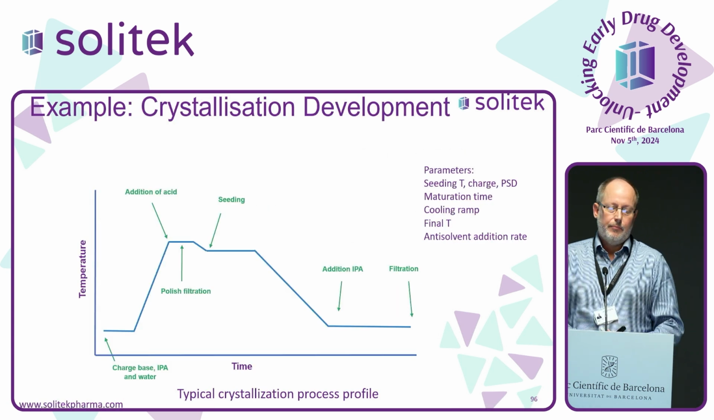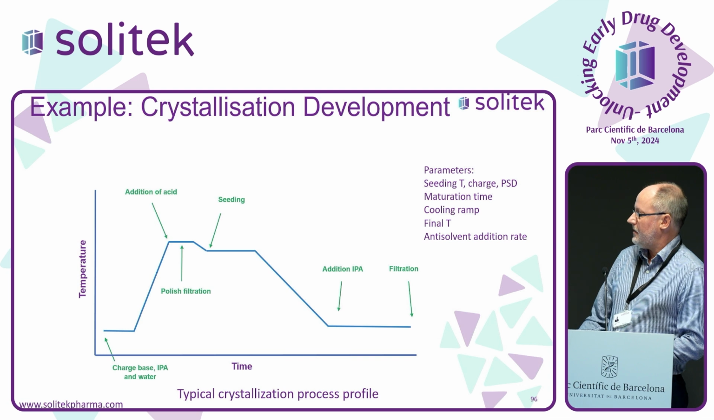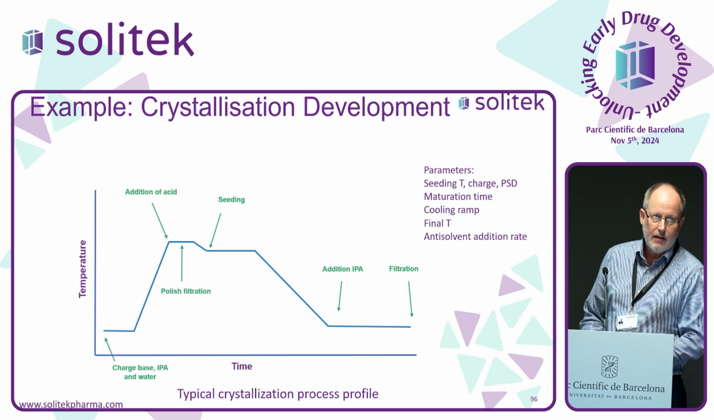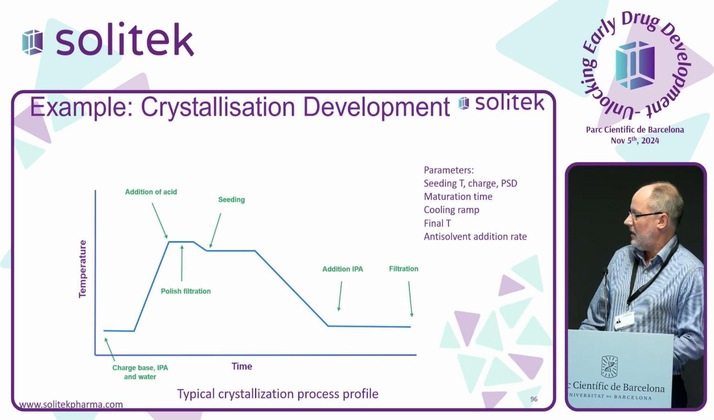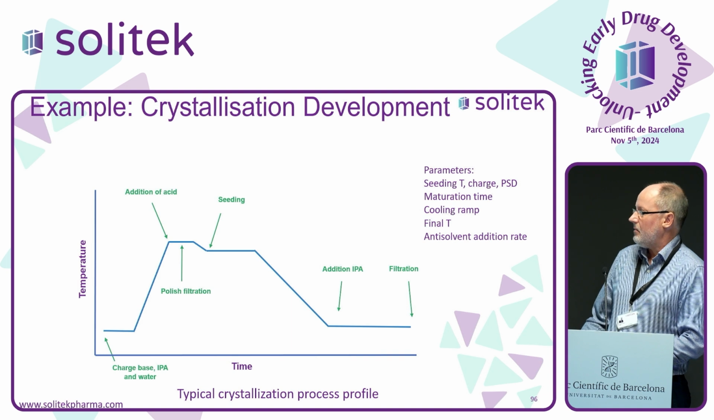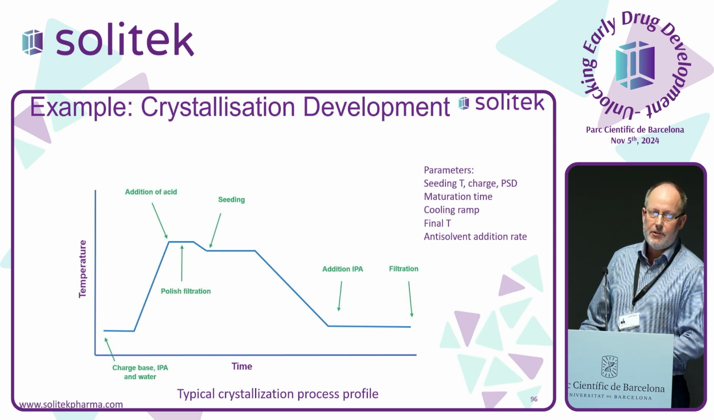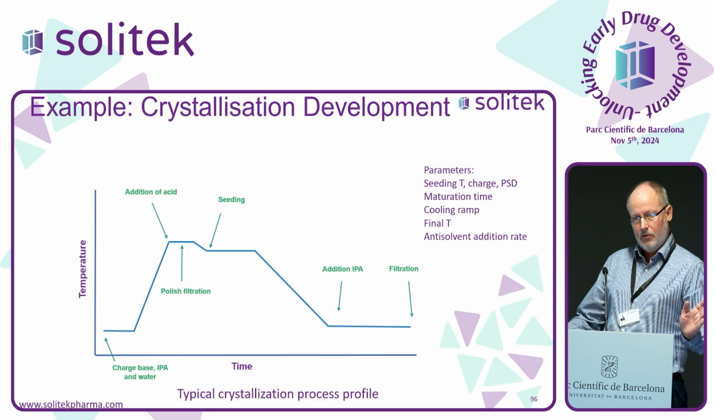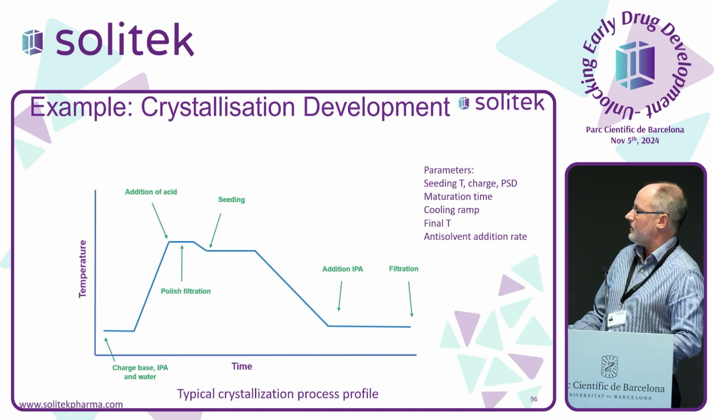Here's a typical profile of a crystallization process. In this case, we're doing a salt formation. We have a binary solvent mixture. Our main solvent is water, and we have an anti-solvent, which is isopropyl alcohol. So probably we're going to start charging things at low temperature, and then heat up. At some point, we have addition of the acid. It could be here, or it could be here. But we're going to go through solution. Why? Because we need to do a polish filtration. This is GMP. We need to remove any foreign particles there.